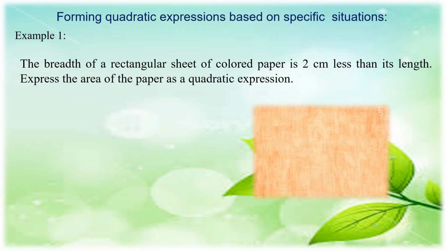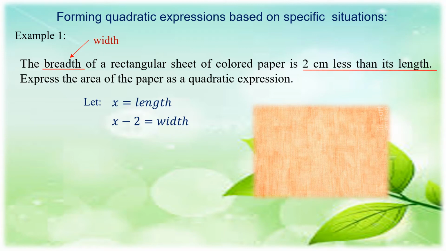So supposing this is the rectangular sheet of paper. So we have the breadth. Breadth is the other term for width. And then let x be your length. If x is equal to your length, your x minus 2 will be your width because it says there 2 centimeters less than its length. So this is your x and this is your x minus 2.